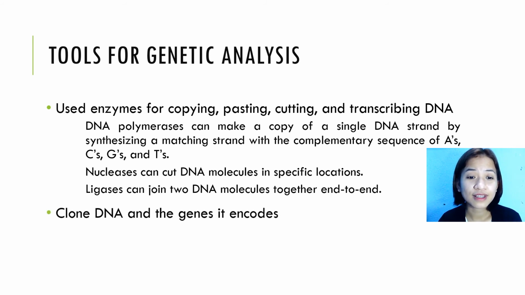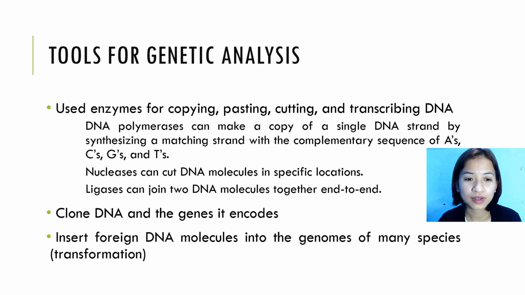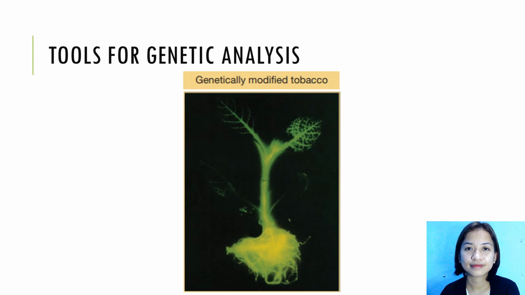Also, geneticists clone DNA and the genes it encodes. They insert foreign DNA molecules into the genomes of many species. This process is called as transformation. The organism wherein the DNA is being introduced is what we know as the genetically modified organism. The picture shows a genetically modified tobacco. As you can see, the tobacco emits light, a bioluminescence. This characteristic is being introduced to the plant from the genes of a firefly.